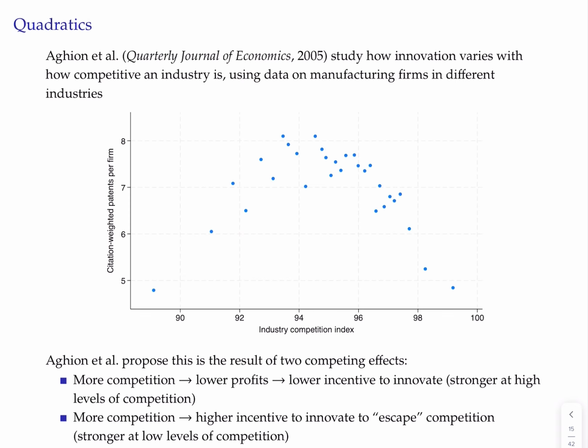Not all patents are sort of created equal, right? Some are more important or more innovative than others, and those tend to be higher cited. So they're using the citation-weighted patents per firm. Okay, and you can see that there is a sort of quadratic, like an inverted U relationship between y and x here. Okay, and in the paper, the authors propose that this might be the result of two competing effects.